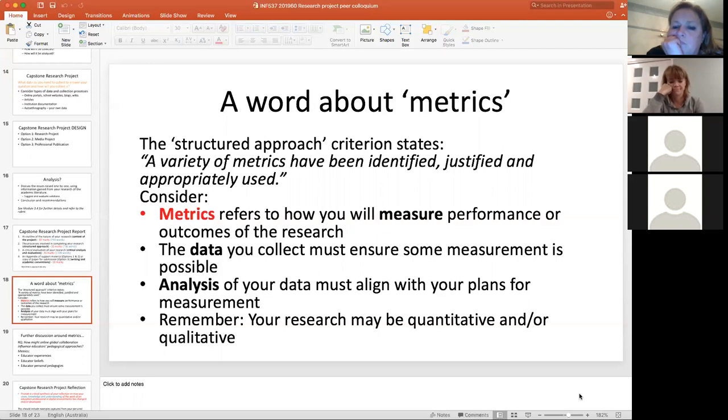So this first bit, metrics, refers to how you will measure performance or outcomes of the research. So it's the performance of the data, really. It's how you are going to categorize, classify, put into buckets, whatever, the data, not how you're going to measure your success. If you've got data around the program requirements in your school that you're analysing, how are you going to measure whether it supports the best curriculum objectives or the best pedagogy?